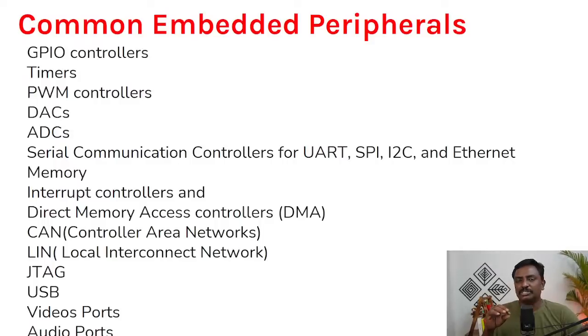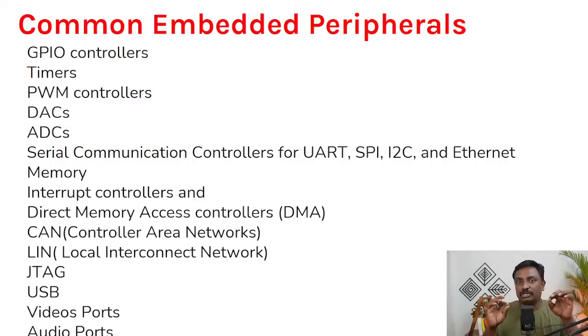And serial communication controllers are there, like UART, universal asynchronous receiver and transmitter, and SPI, serial peripheral interface protocol, I2C, inter-integrated circuit, and Ethernet. Okay, these are the serial communication controllers. And memory, you have two types of memory, primary memory and secondary memory. I'll come to what primary and secondary memory are in the next slide.